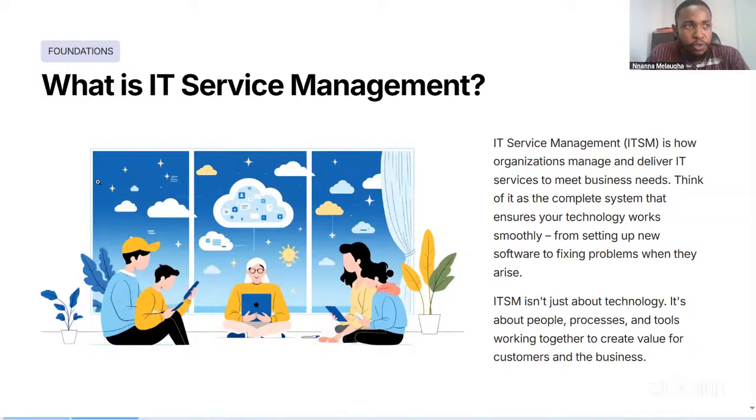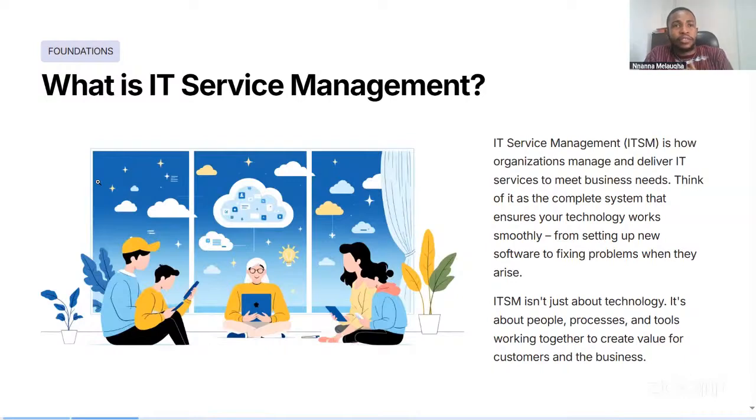An IT service could be, you have an issue with your mail, you have an issue with your Wi-Fi, you're in a company, and then you reach out to IT support. A personnel comes, helps you, fixes the issue. That's an IT service. Now, adding the word management, what's IT service management? Management simply means how you manage that service, right? IT service management is how organizations manage and deliver IT services to meet business needs.